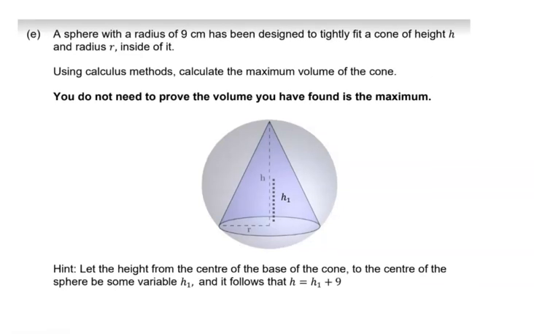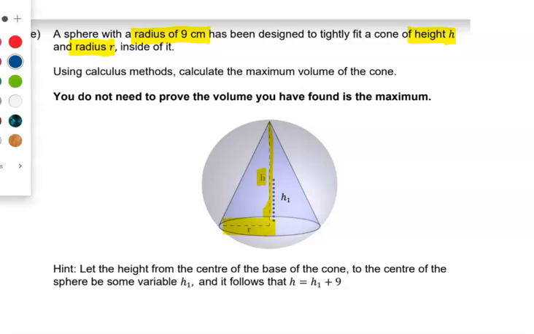Let's just read through the question carefully and look at the hint that we're given. We've got a sphere of 9 centimetre radius, and it's got a cone fitting tightly inside it, and the cone has a height of h and a radius of r. So you can see h is that whole length there, and r is the radius of the cone, right? r is not the radius of the sphere, because we're not choosing anything about the sphere. We're given the sphere, and we can see that this length here is 9.